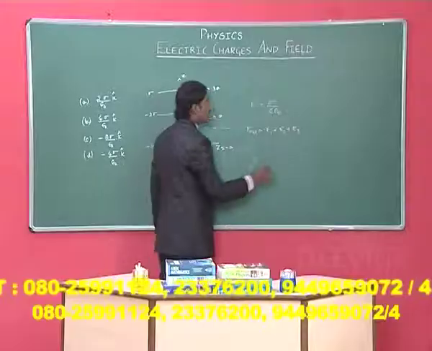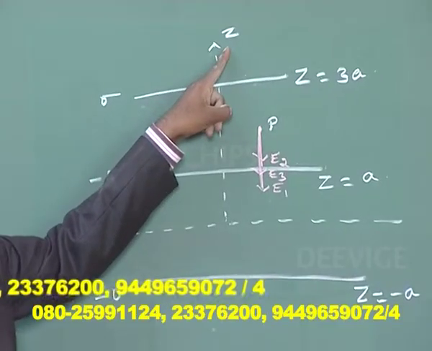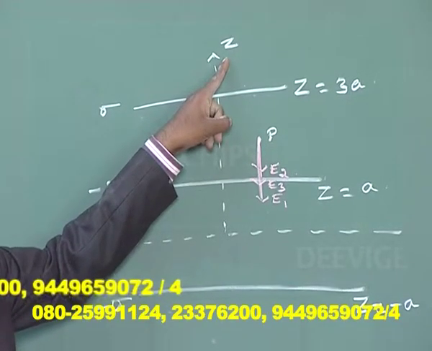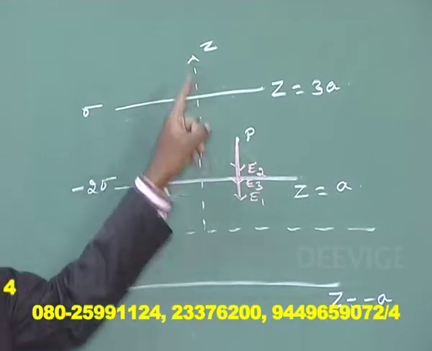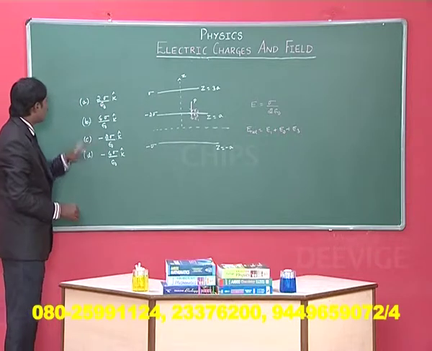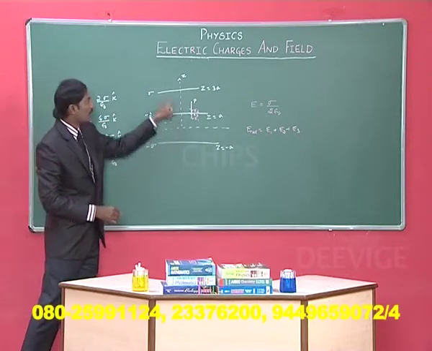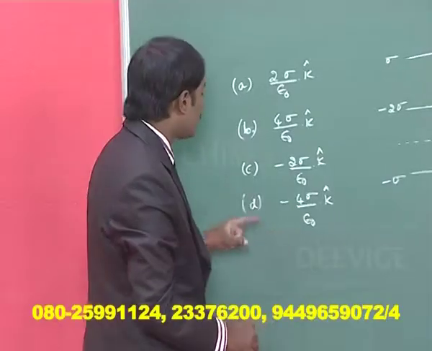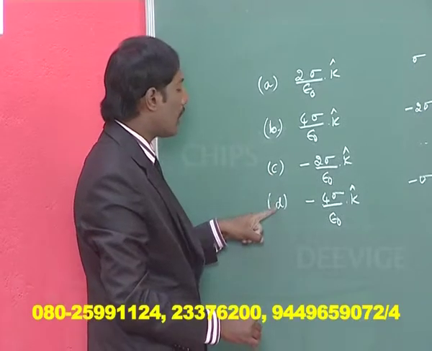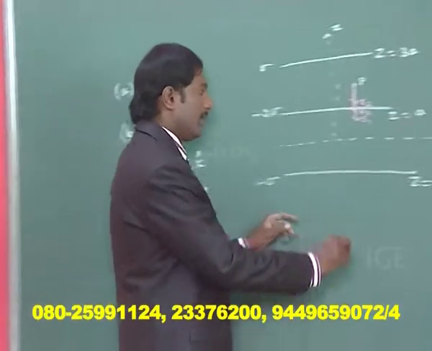Since the net field is acting in the downward direction, that is opposite to the z axis, the answer should go with a negative sign. So you can delete options A and B, because they are not possible as the field is acting opposite to the z axis. The answer should be in terms of minus k cap only. So the option may be C or D. For that you want to check the calculation here.